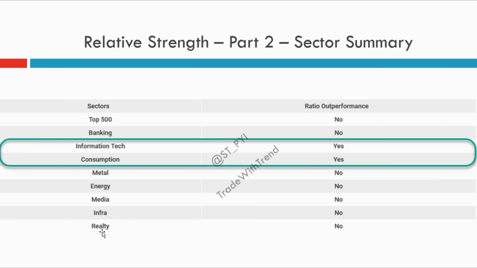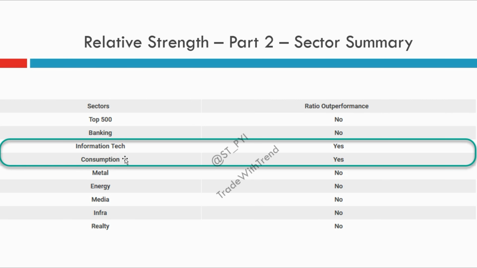See, we have looked at about 9 or 10 sectors, out of which we select only 2 sectors. What I've written here is ratio outperformance, that is, relative strength outperformance vis-a-vis the benchmark index. So we've seen the top 500 index was underperforming, so we have a no here. Similarly for banking, metal, media, infra and realty. Now the energy sector was sort of sideways, so there was some initial sign of accumulation, but still there was no decisive higher high pattern on relative strength, right? So that is why the two sectors that you need to focus on in this current market scenario would be information technology and consumption.